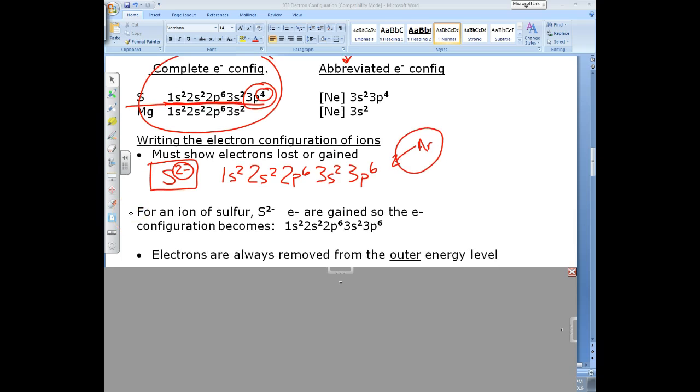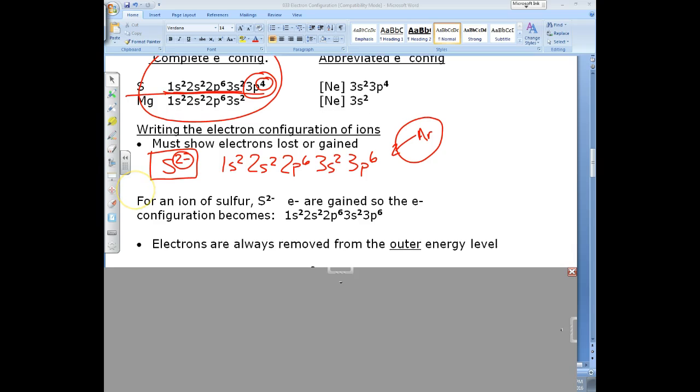Now, when electrons are removed, they're always removed from the outer energy level. And that's important to remember.